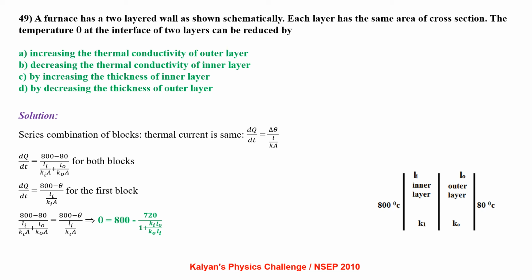So dQ by dt can be written as 800 minus 80 by Li by Ki into A plus Lo by Ko into A for both the blocks. Rearranging the terms, we get theta equal to 800 minus 720 by 1 plus Ki Lo by Ko Li. So you can verify the options. All the four options come out to be true.